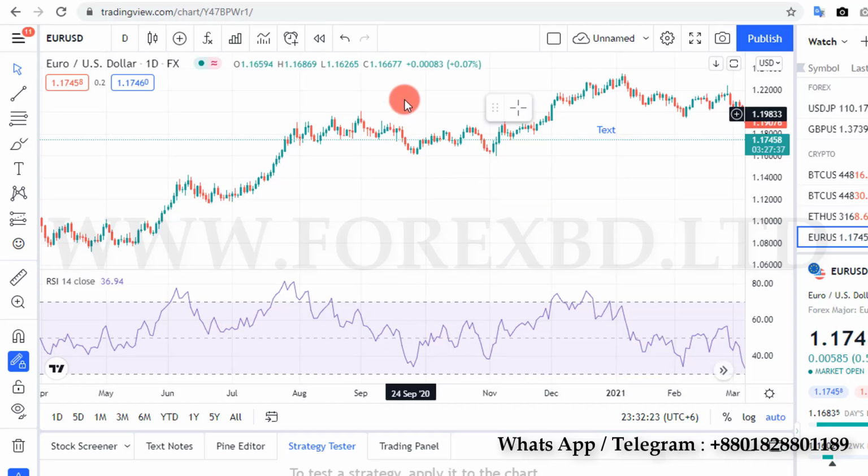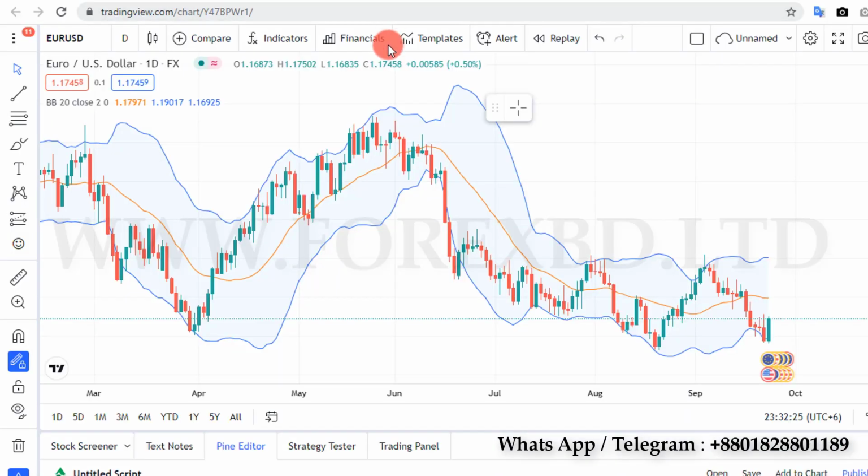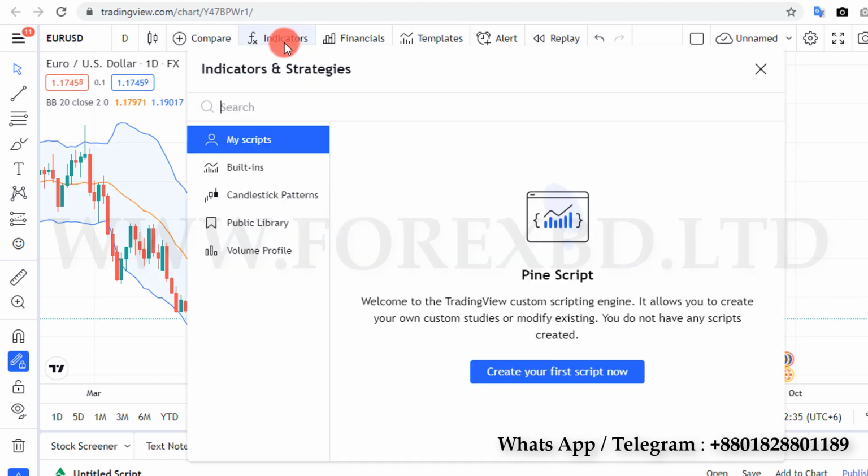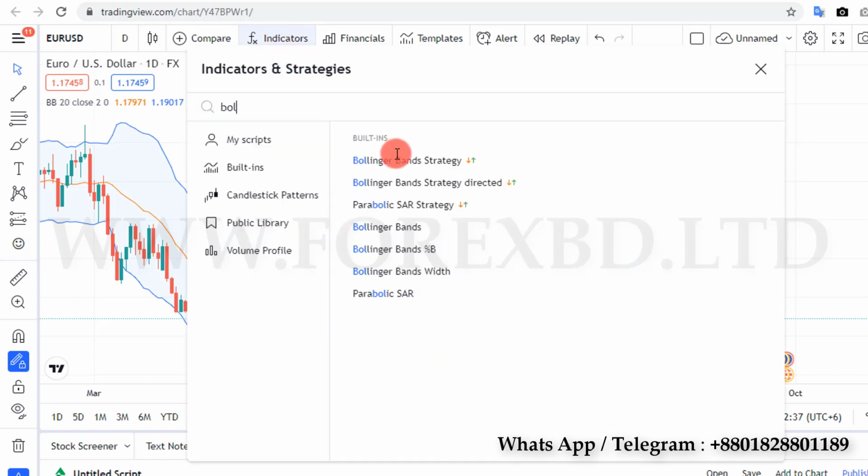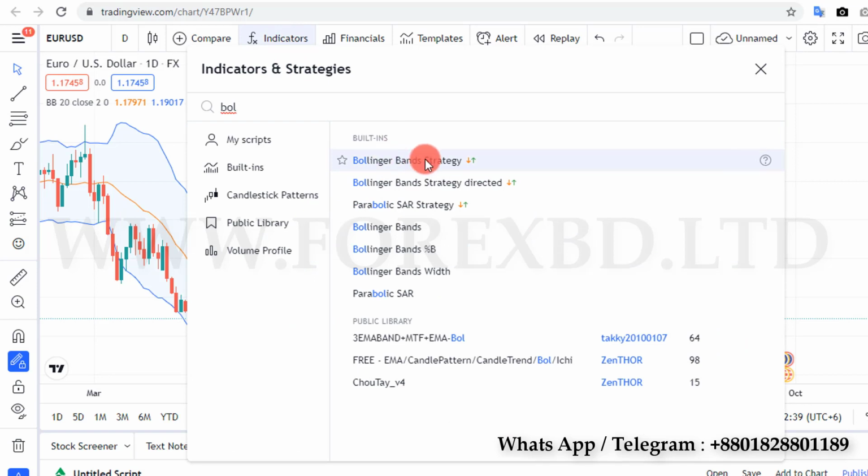Then the second strategy I will call is Bollinger Band. Bollinger Band is a very effective strategy. This is also a lot like RSI. Go to the indicator option just like before. If you search by typing Bollinger Band, it will come in front of you. Then once clicked, it will be set up on the screen. You don't have to do much setting here.